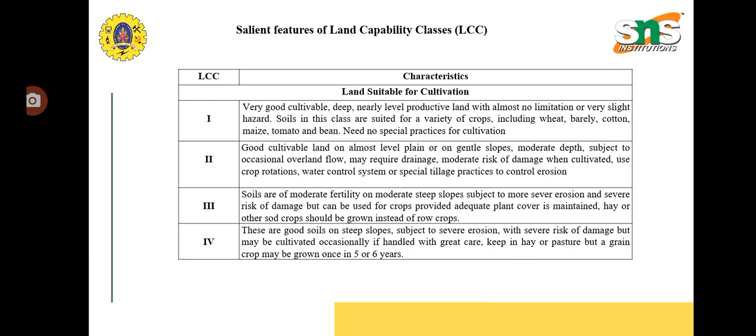In class 4, the soils have severe limitations that restrict the range of crops or require special conservation practices. The limitations seriously affect one or more practices like tillage, planting and harvesting, choice of crops, and methods of conservation. The soils are low to fair in productivity for a fair range of crops, but may have high productivity for a specially adapted crop.